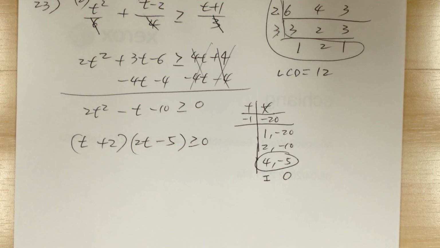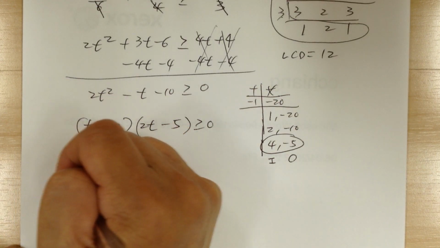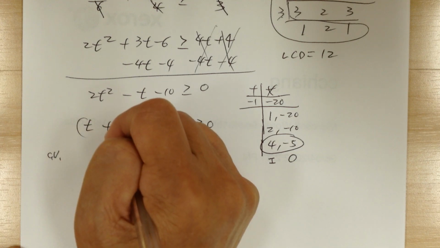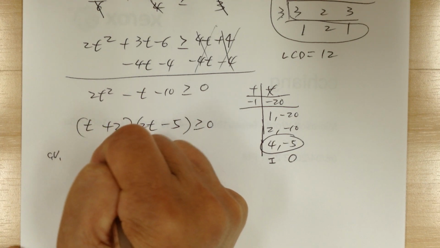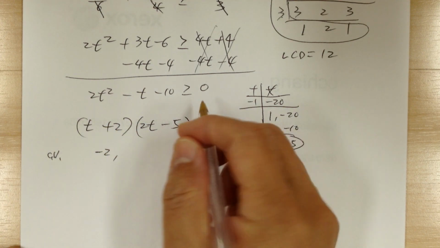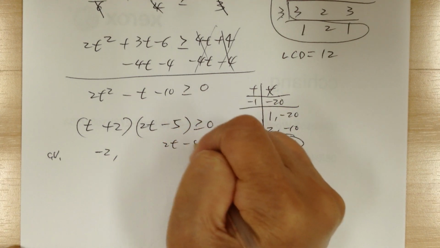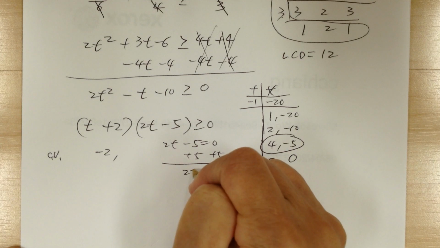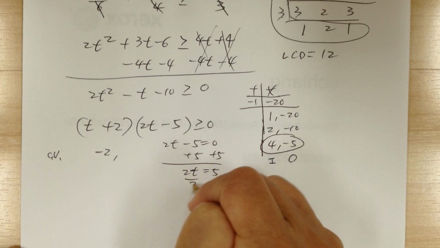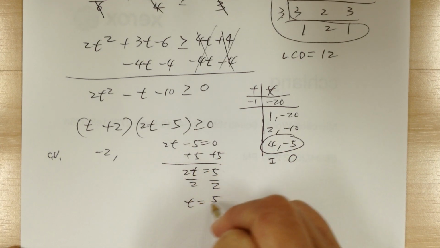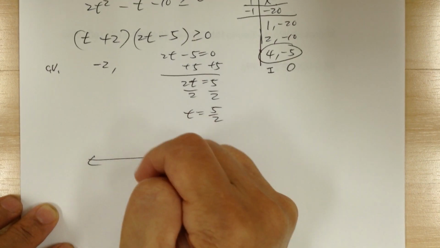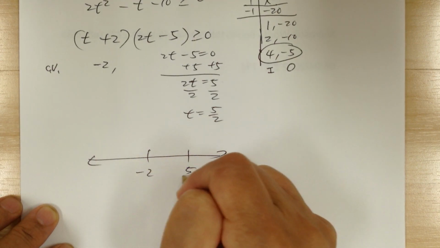Now you get your critical values. Critical value means you set it equal to 0. If you set this equal to 0 and solve, you're going to get negative 2. This one, if you don't see it, set it equal to 0 and add 5 to each side. So you've got 2t equal to 5, divided by 2, divided by 2. So t equals 5 over 2. These are your two critical values: negative 2 and 5 over 2.